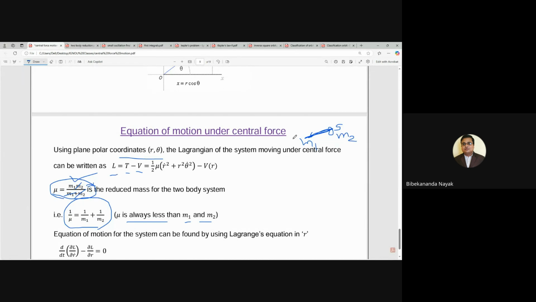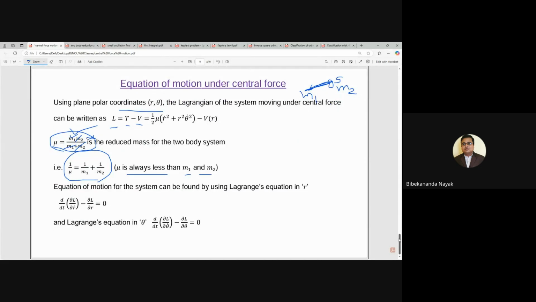Okay? It happens in both our cases because the sun's mass is much heavier than the earth's, so our mu is nothing but the mass of earth. Similarly, for the motion of an electron around a nucleus, the electron mass is much less than the nucleus, so our reduced mass is nothing but the mass of the electron. Okay?